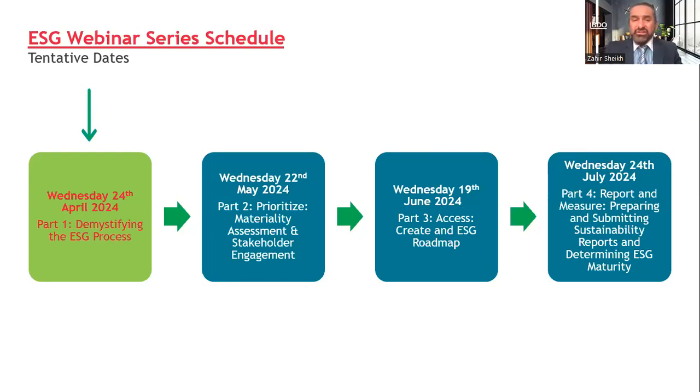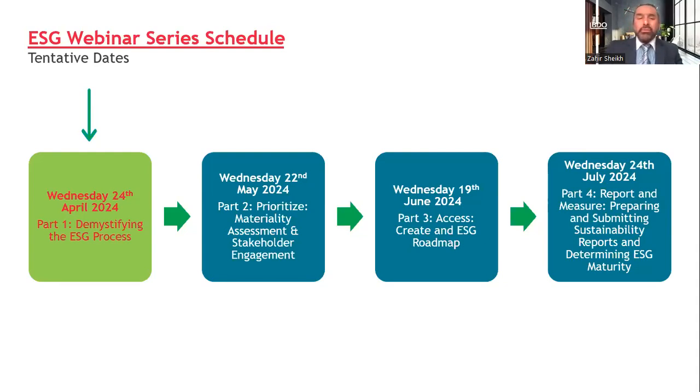In our second session, which is our second webinar, scheduled for 22nd of May, our goal will be to help you identify and focus on the ESG issues that matter most to your stakeholders and your business. Our experts will share insights on conducting effective materiality assessments and developing strategies for engaging with stakeholders. This session will aim to empower you to prioritize your sustainability efforts effectively and to ensure that they resonate with those who are most impacted by your operations, obviously your stakeholders.